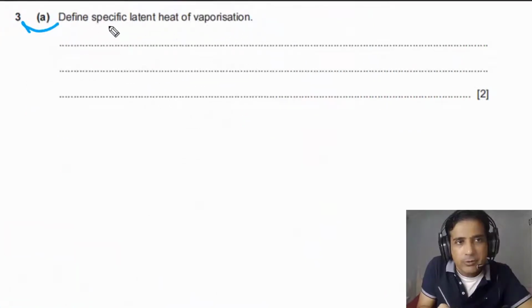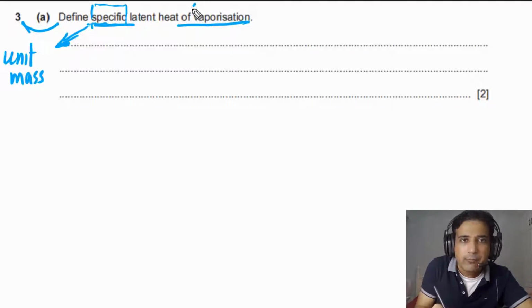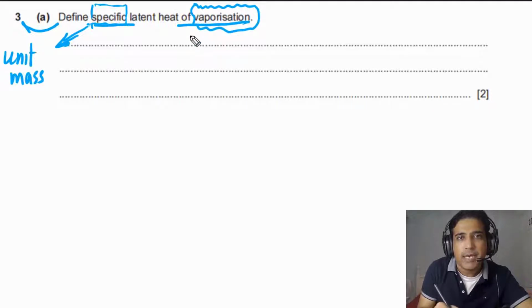For part A, we need to define specific latent heat of vaporization. First of all, let's try to understand what is meant by specific. Specific simply refers to unit mass. Means when we say specific, it simply means that we are talking about unit mass. And vaporization means that liquid changes into gas. So these two key words we need to understand before we answer this question.